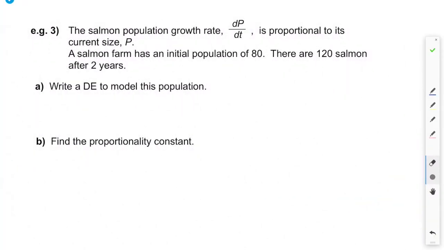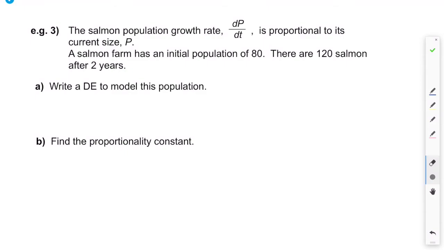There are many useful applications of differential equations. We have seen it used a lot in estimating population growth, growth rate, flow rate of fluids, anything that has to do with change, really. Okay. So in our very first application question, we're going to look at salmon population. So example 3. Salmon population growth rate dP by dt is proportional to its current size P.